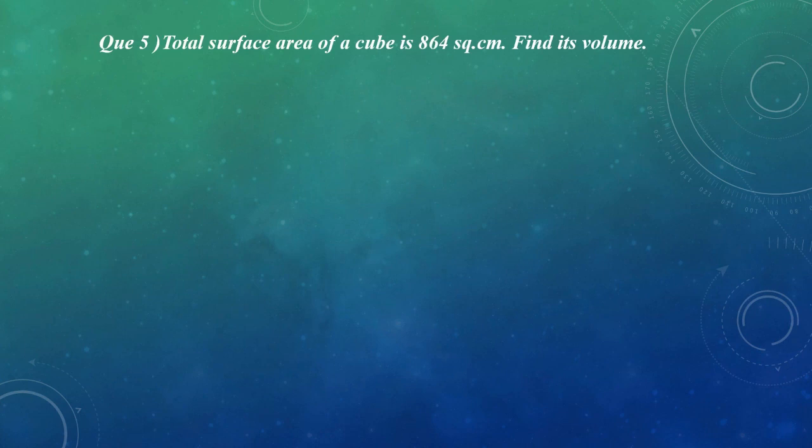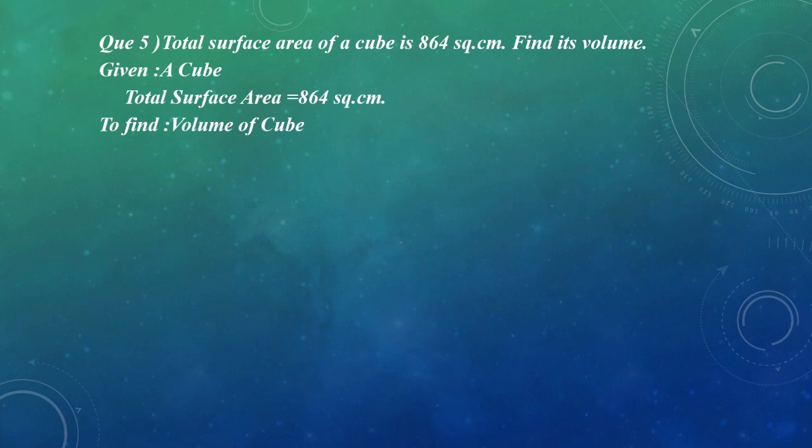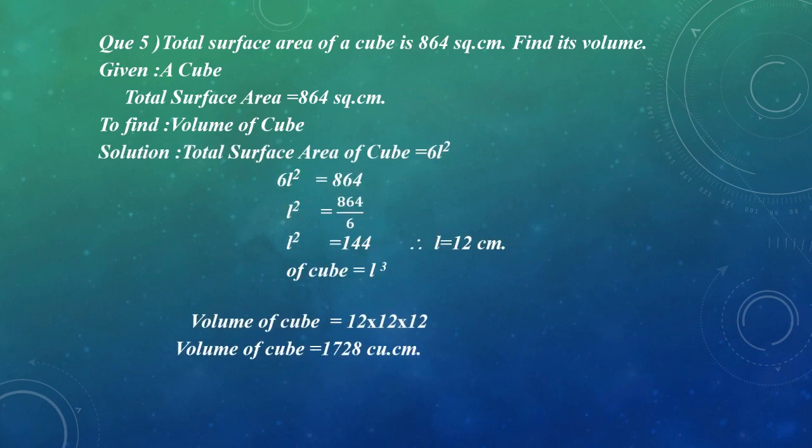Now here we will be doing problem set 9. We will start from the easy questions, that is question number 5. Total surface area of a cube is 864 square centimeter. We have to find its volume. So we will be writing given a cube, total surface area is 864 square centimeter, to find the volume of cube. So this is the method of starting the solution of the question.